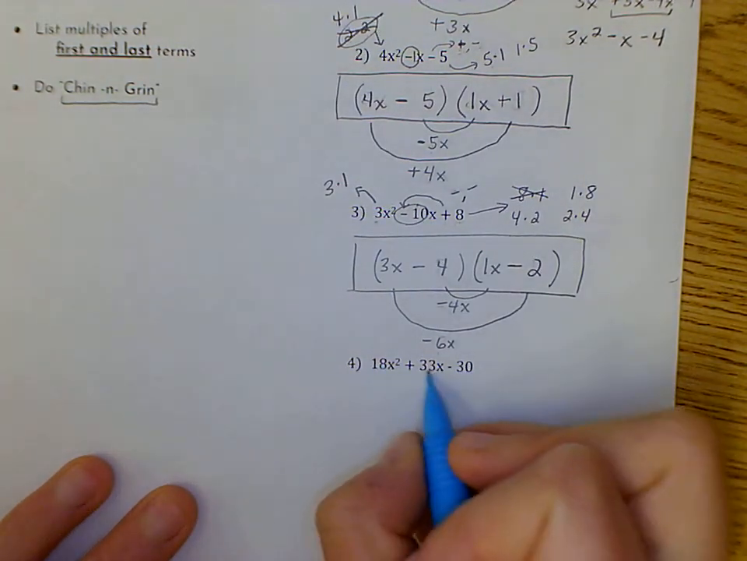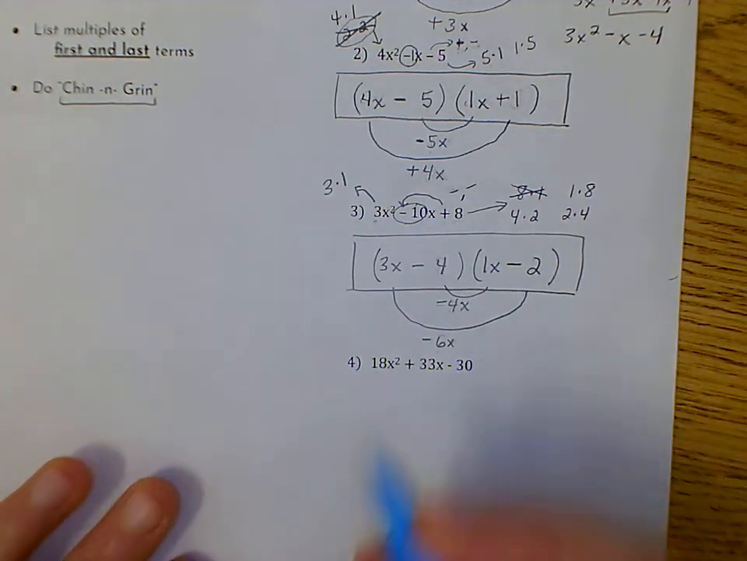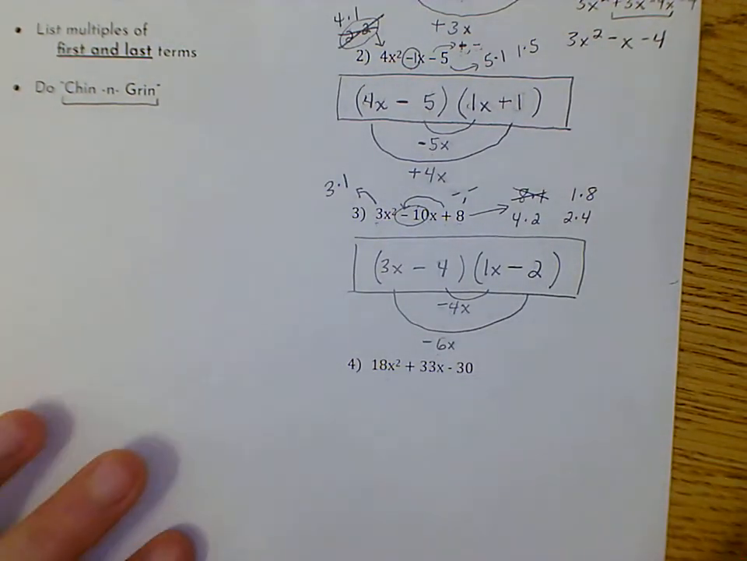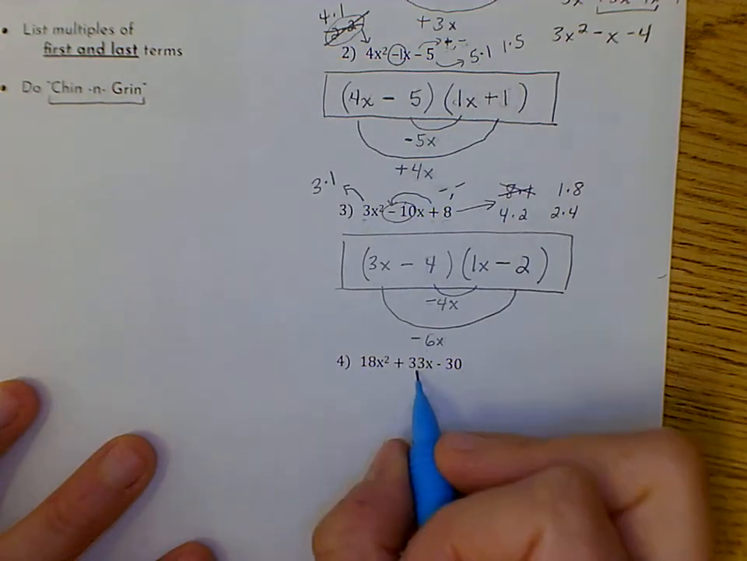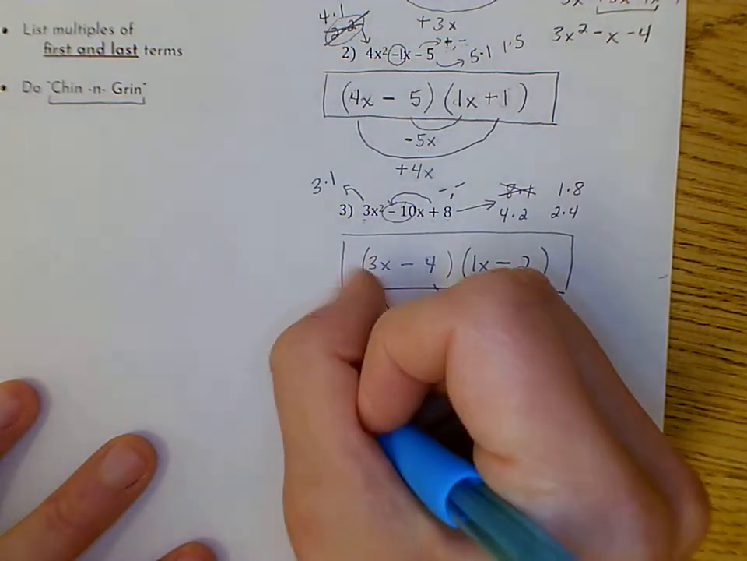So then what's the biggest number that goes into all of these? So it might take you some time to figure it out, but the biggest number that would go into all three of those would be 3.